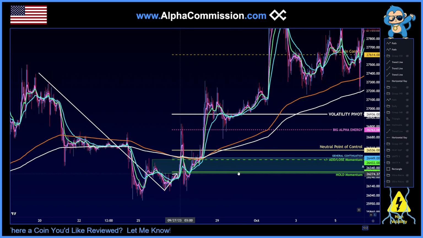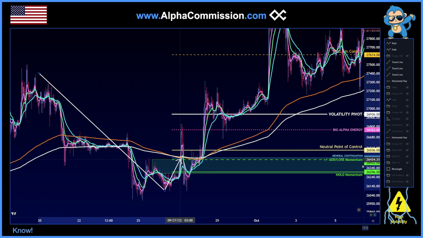That's your front runnable level. You can put your stop underneath this wick or whatever wick you want. If you just want to control your risk, you re-enter the pool. We're going to target the other side. We got that. Now you're going to target the next key level, so probably this neutral point of control.